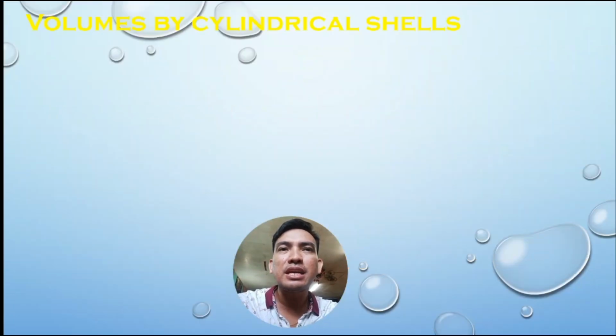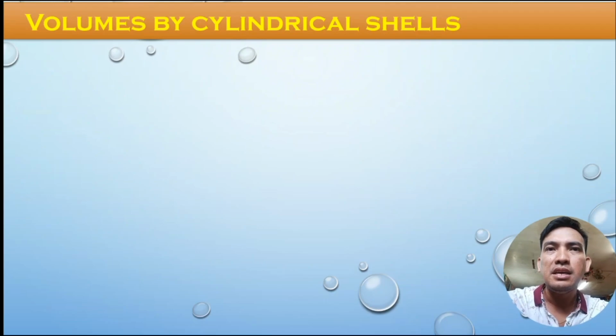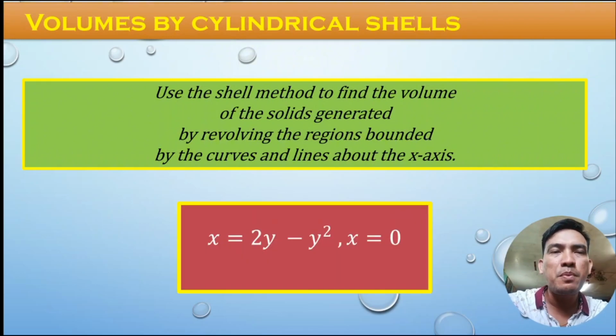Moving on to our next problem, involving volumes by cylindrical shells. We are asked to use the shell method to find the volume of the solids generated by revolving the regions bounded by the curves and lines about the x-axis. So our problem here is x is equal to 2y minus y squared, where x is equal to 0.